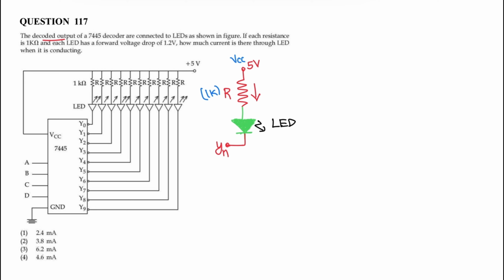So we know that the current through the LED, I, is 5 minus the voltage drop across the LED, that is 1.2 volts, divided by 1 kilo ohm. So its value is 3.8 milliamperes. So the correct option is 3.8 milliamperes, given that the LED is conducting, assuming the output voltage is 0.